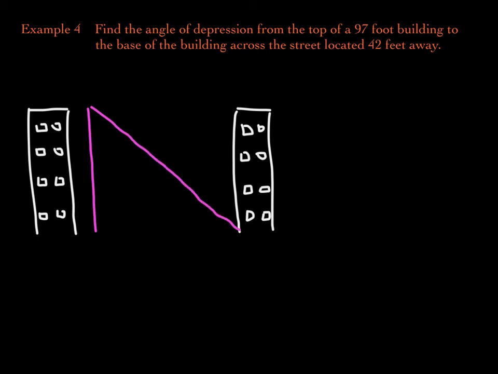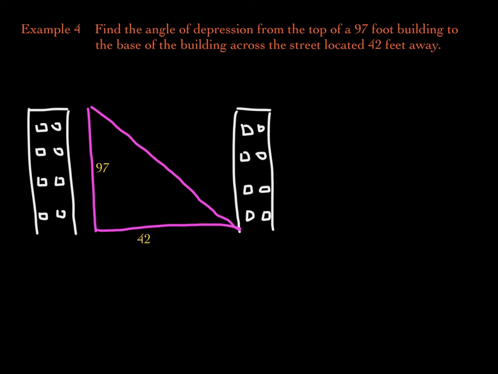Bam, right there, okay? And notice that it says that the building that's across the street, this one here, is 42 feet away. So here, this distance there would be 42. Okay, so I'm going to label that as 42 feet away. And also, I want to label the height of this building here 97. Okay, so we have a 97-foot building, and we have the other building across the street that is 42 feet away. Now, the question is, find the angle of depression.